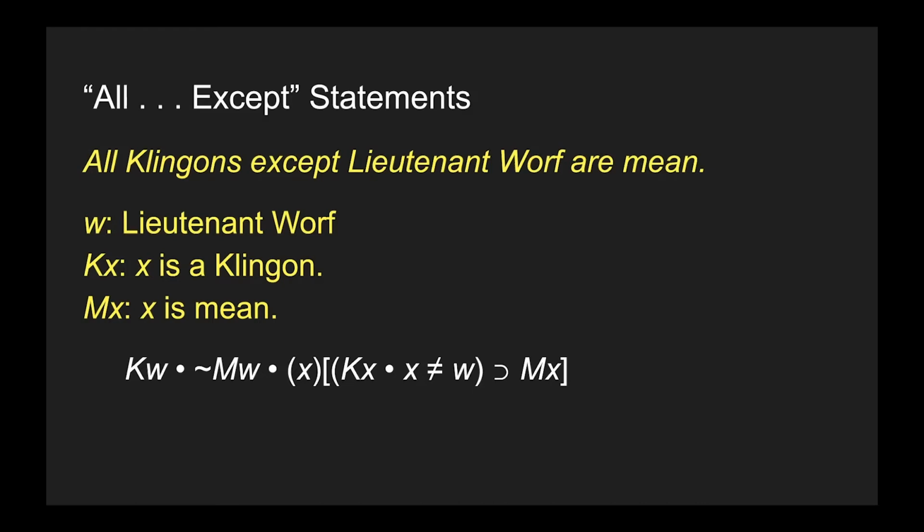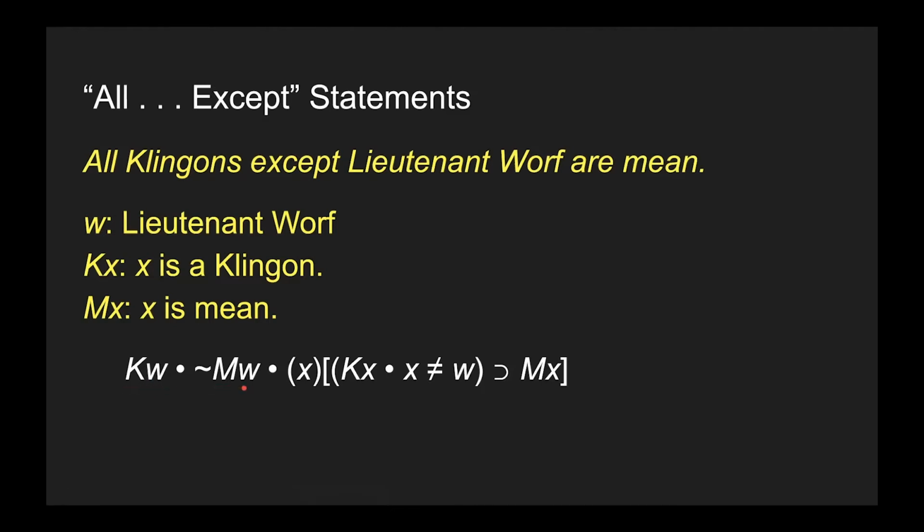Let's let the lowercase constant W stand for Lieutenant Worf. Let's let the one-place predicate KX stand for X is a Klingon. And let's let the one-place predicate MX stand for X is mean. So in order to capture the semantics, the meaning of the given statement, we need to say a few things. First of all, we need to say that Worf is a Klingon. That's what's going on here in the first conjunct, KW.